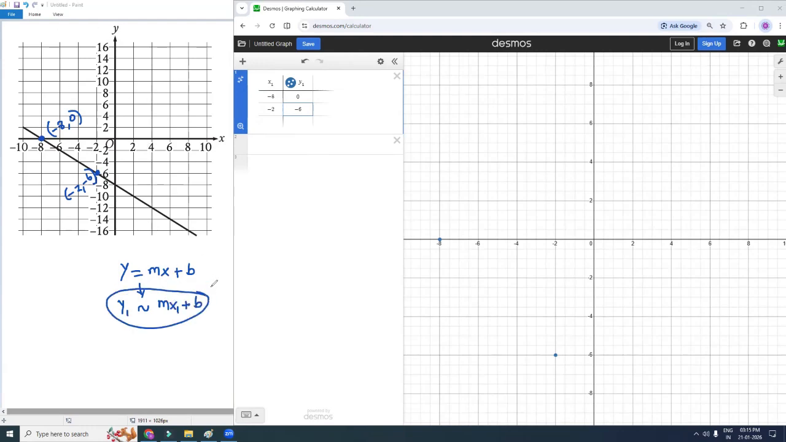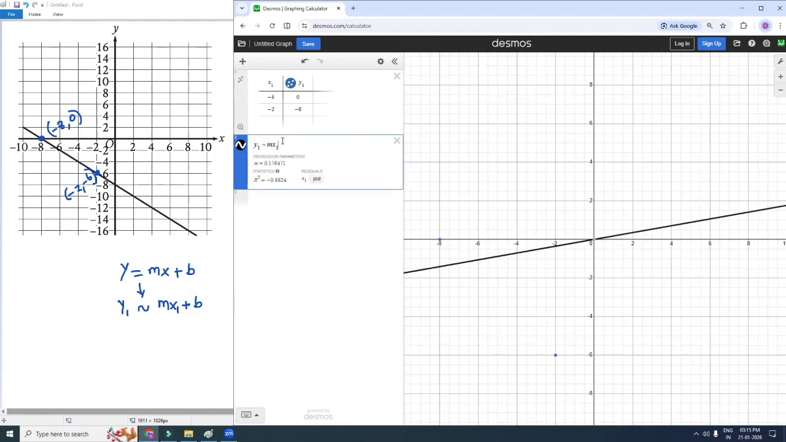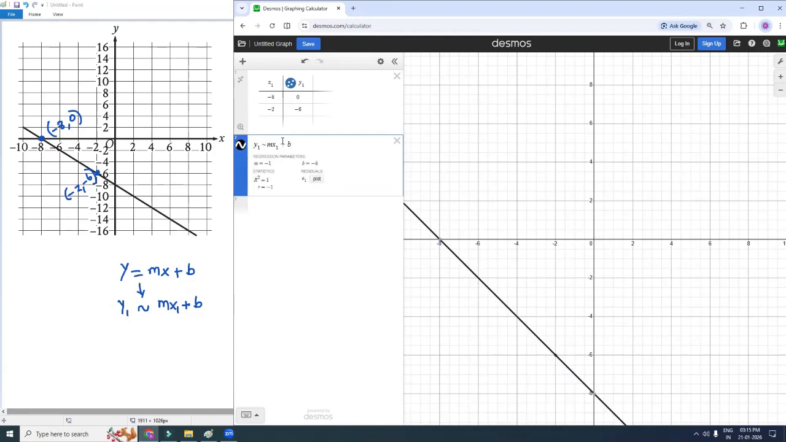Okay, now let me take this as input in Desmos in the second row. That is y1, then tilde sign, m times x1 plus b. Here I got the values of m and b. M equals -1, b equals -8.